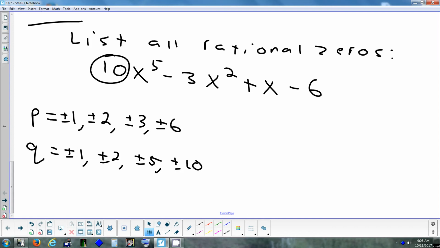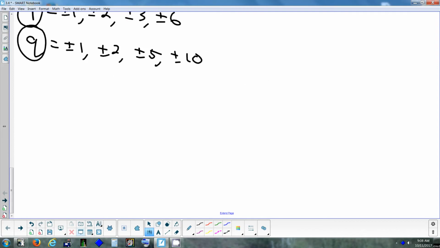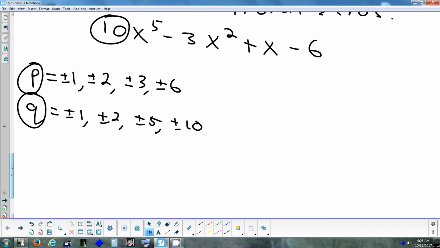Now, if there is a rational root to this problem, it's going to be of the form P divided by Q. We have to write out all the different combinations you could have. So we try to make a list and do it systematically. I'm going to start with the first value for P and divide that by every value in Q.